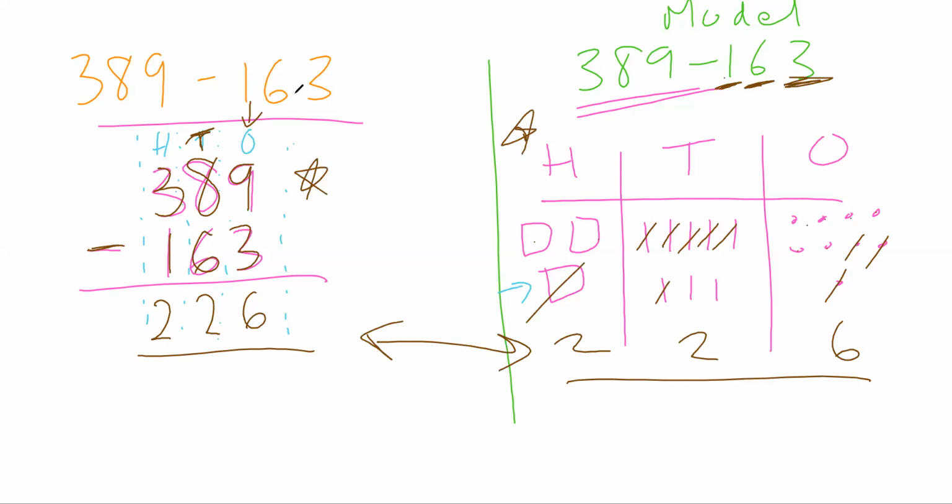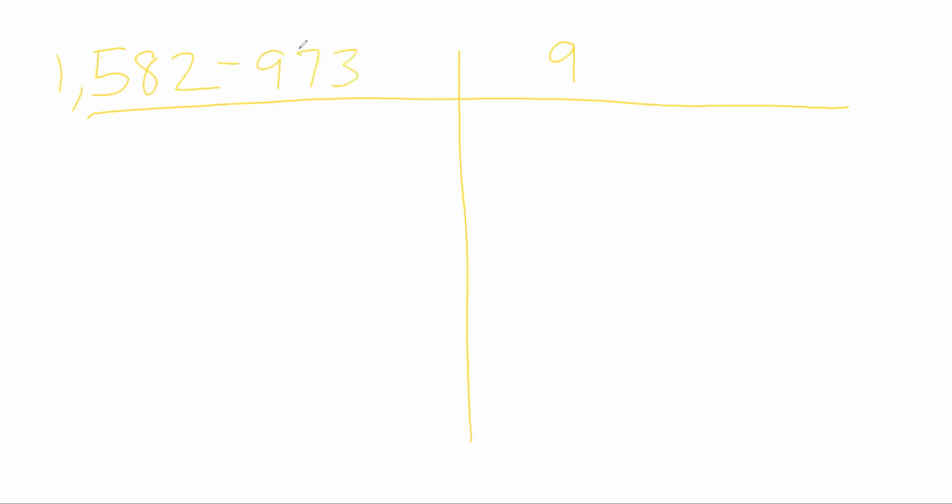Now that moved really smoothly because the reality is, in this problem, we did not have to decompose. So of course now, let's look at what happens if we do have to decompose. So I say 1,582. And let's take away 973. Yeah, let's do that.